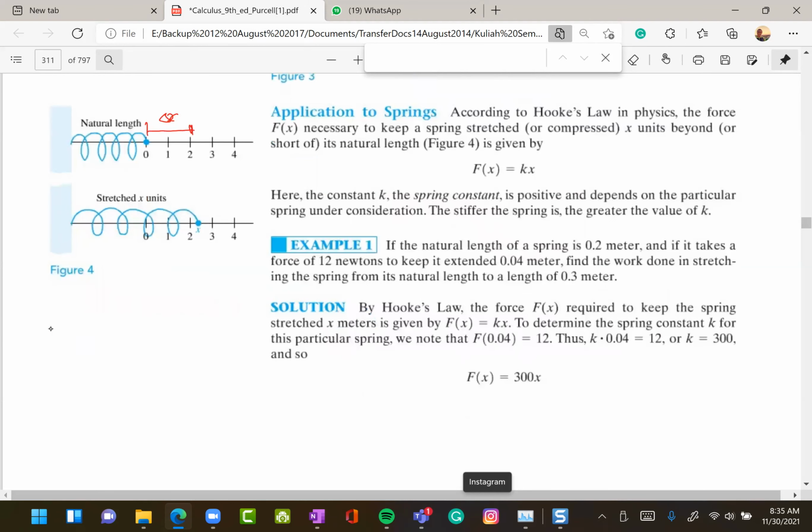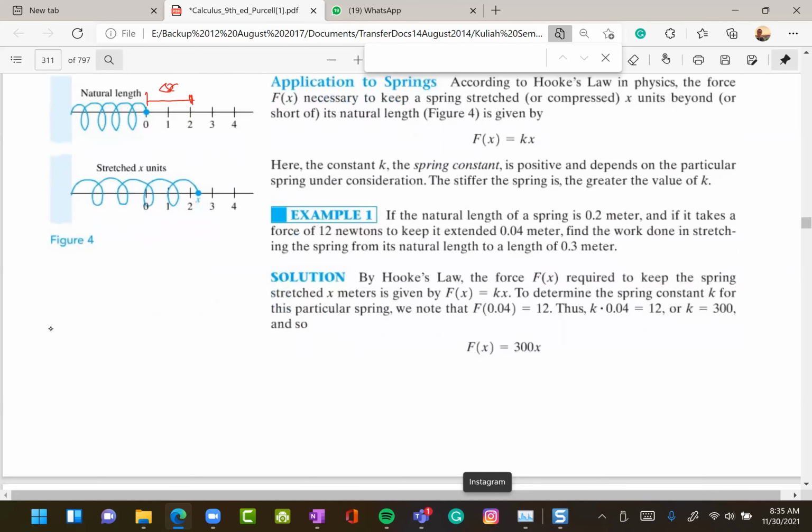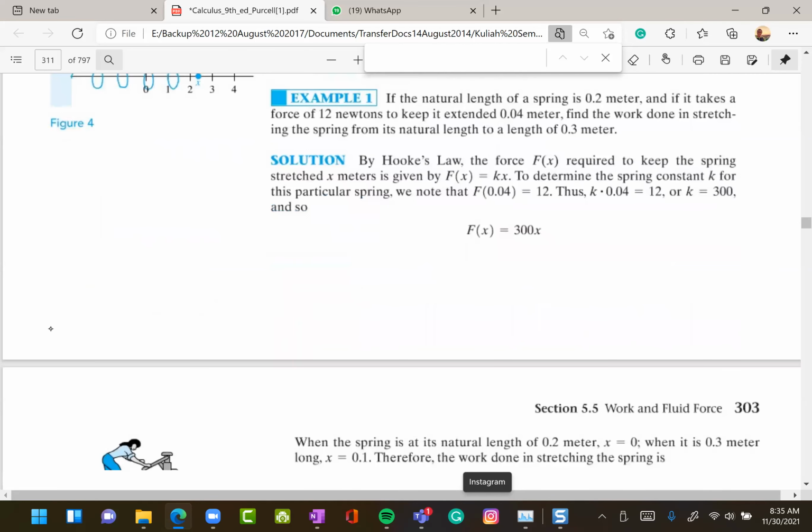So if you have a spring whose natural length is 0.2, and it takes a force of 12 Newtons to keep it extended 0.04, so 0.04 is the extra length. Find the work done in stretching the spring from natural length to a given length. I don't have to write it down, but we'll do some problems later. Okay, so what do we do here?